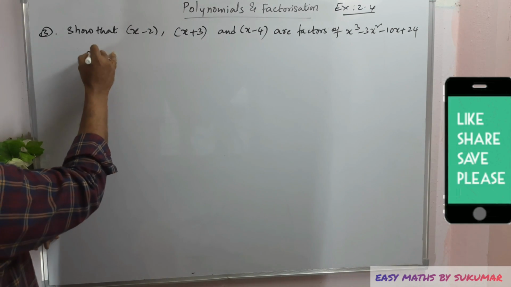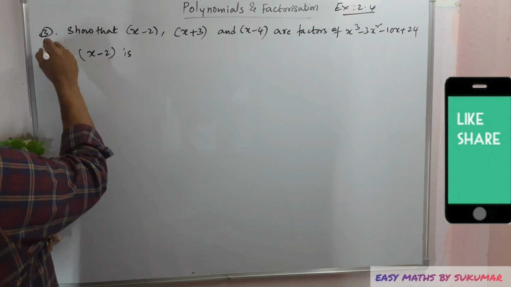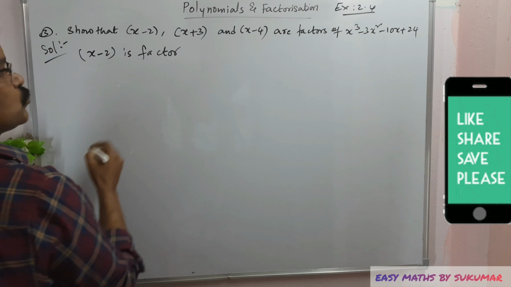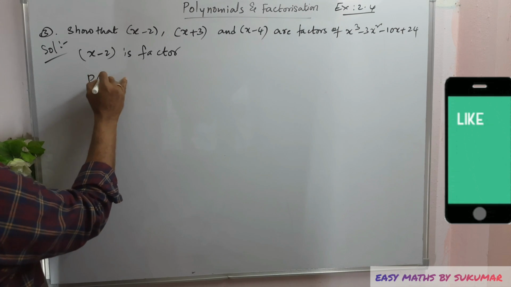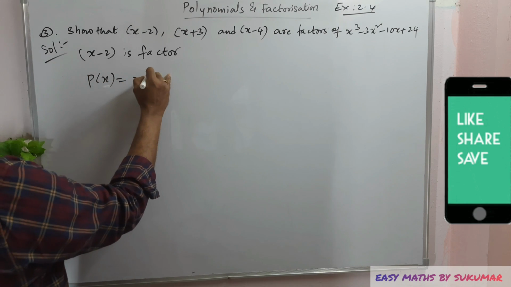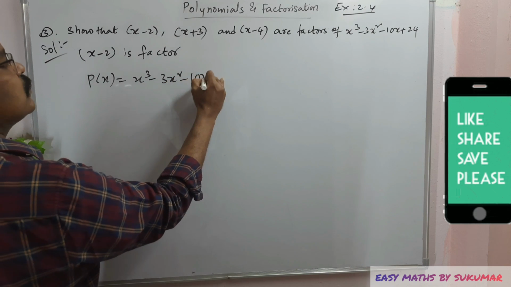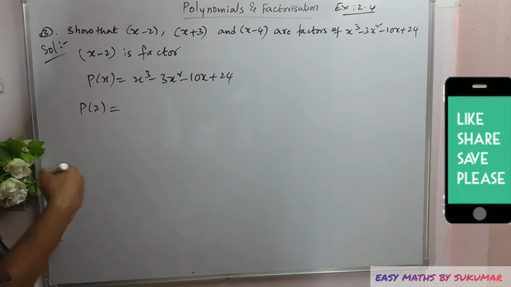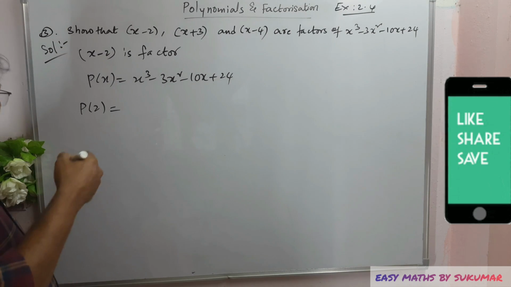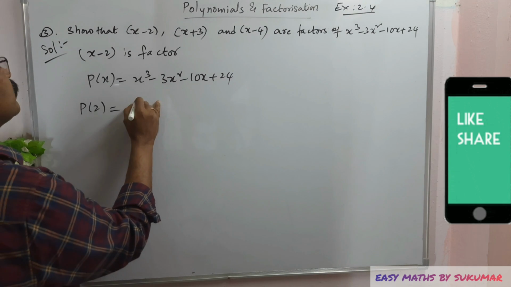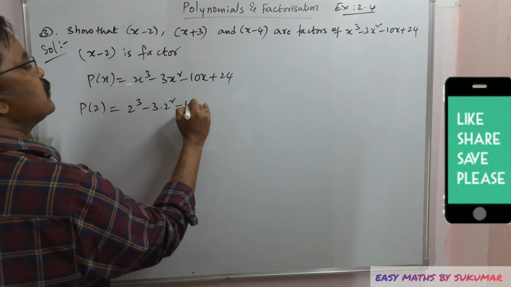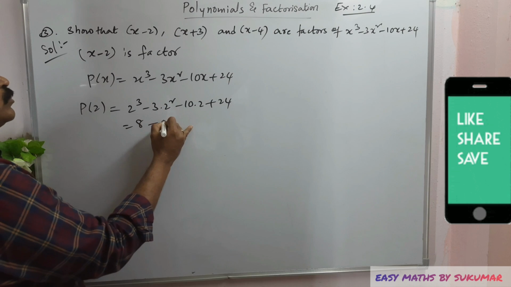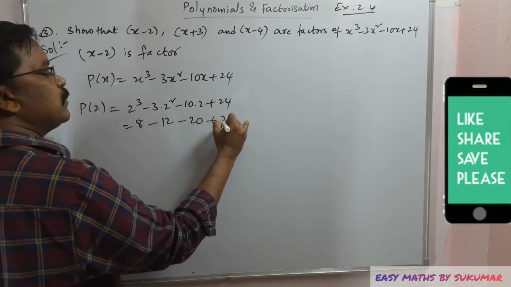Solution: x minus 2 is a factor means, my dear students, this p of x is x cube minus 3x square minus 10x plus 24. That means p of 2 should be equal to 0. We have to verify whether p of 2 is equal to 0 or not. So that means 2 cube minus 3 into 2 square minus 10 into 2 plus 24. 2 cube is 8, 2 square is 4, 4 into 3 is 12, minus 20 plus 24.